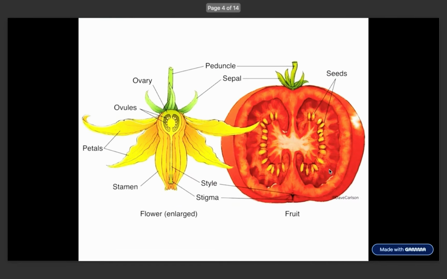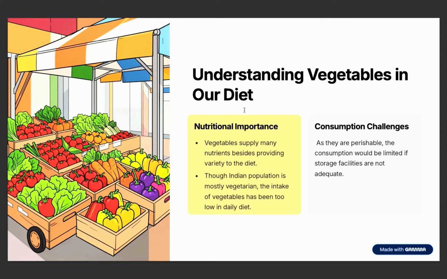This is also the same example. This would be the inner portion of our tomato, and this would be the outer flesh, the reddish part of the tomato, and this would be its stem, and the rest of the floral portions would be withered off. Looking at the nutrient aspect of our vegetables and their nutritional importance, they are mainly providing variety to our diet.